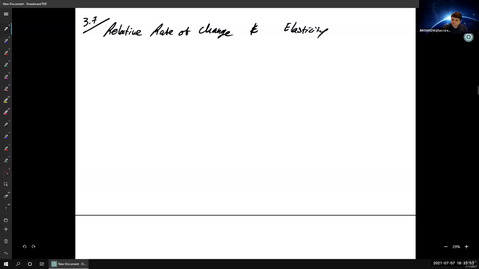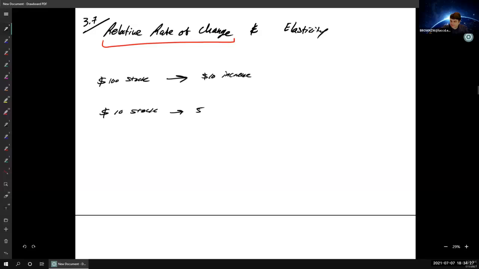Okay, so we're going to first talk about this idea of a relative rate of change, which is the idea that if we have a $100 stock and a $10 stock, and we look at a $10 increase in price versus a $5 increase in price.